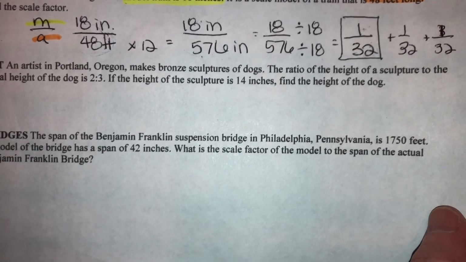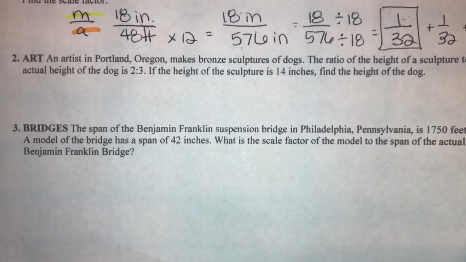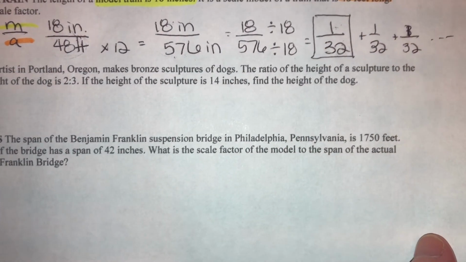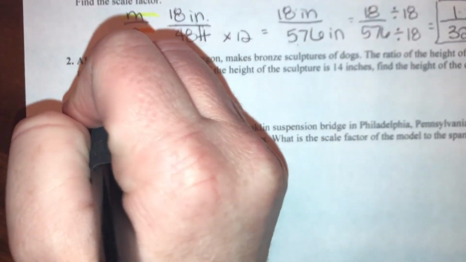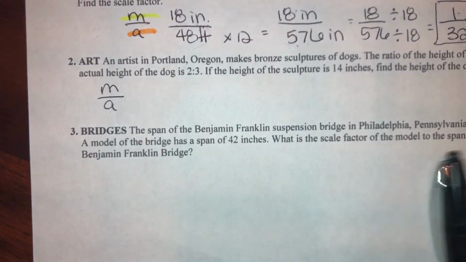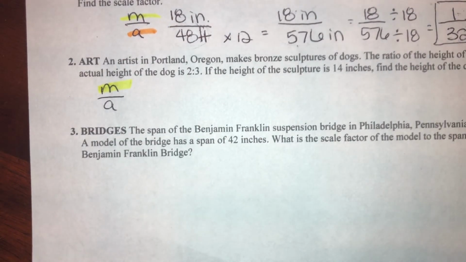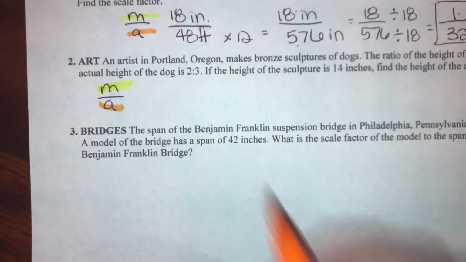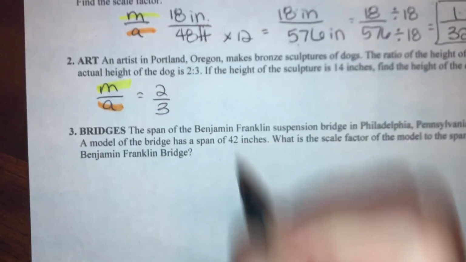Okay, number 2, art. An artist in Portland, Oregon makes bronze sculptures of dogs. That's great. The ratio of the height of a sculpture to the actual height of the dog is 2 to 3. So remember, it's model over actual. So the sculpture over the actual dog. And that ratio is 2/3.